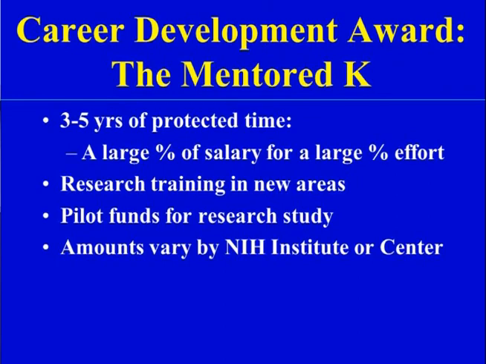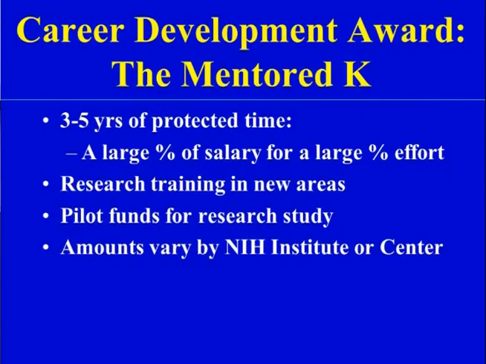And this is really for training in new areas. I mean, you have expertise in some areas, and then you develop expertise in additional areas. So the goal is you become a type of scientist that is unique to the university. For example, you may combine genetic and brain imaging expertise in children with autism, and you'll be the only person with that kind of expertise. And the K award includes some funds for doing the study. The amounts vary by the NIH Institute or Center.